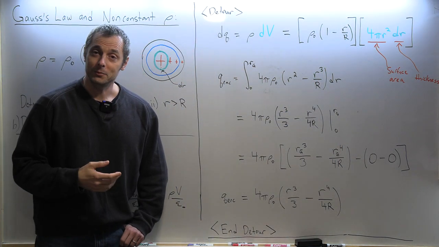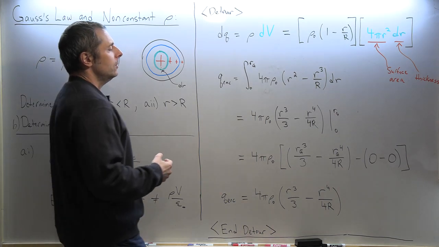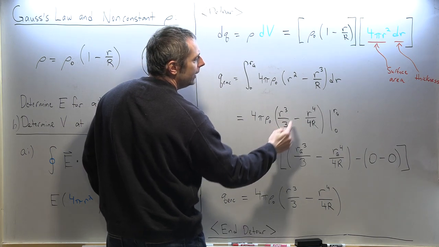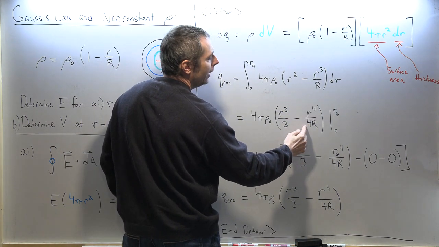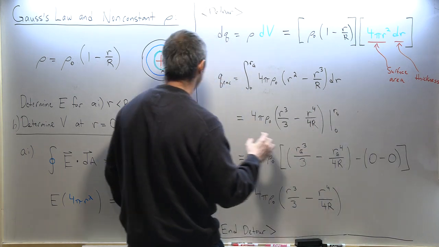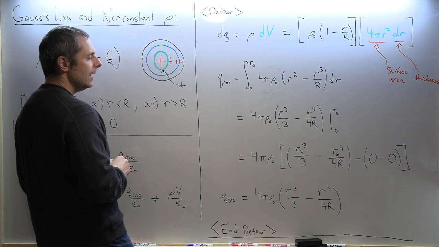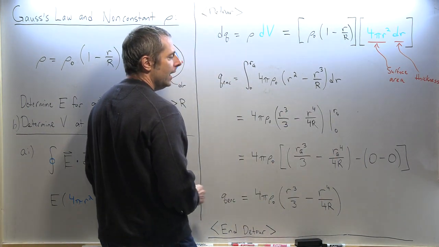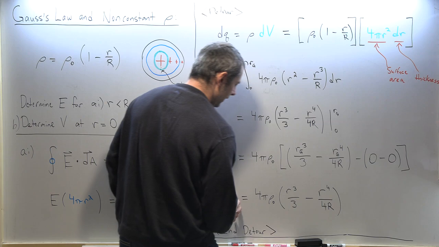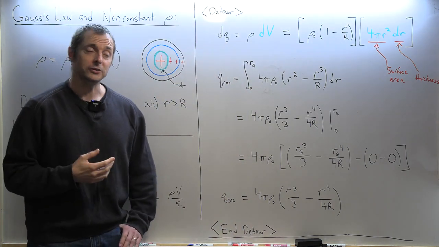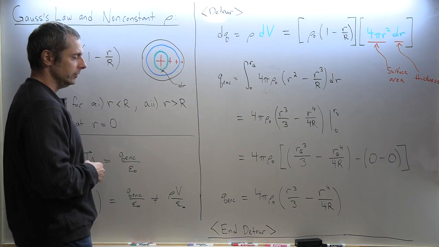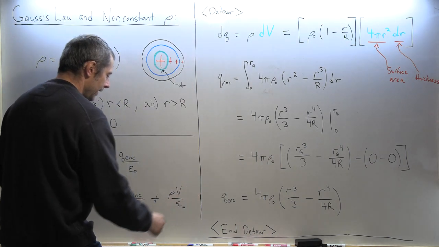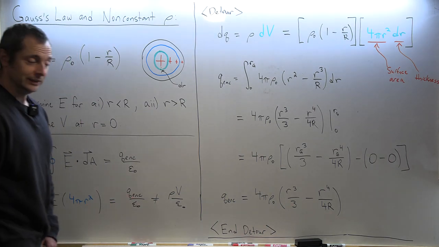So now I need to perform this integral. Add 1 to the exponent and divide. Add 1 to the exponent and divide. There's my integral from 0 to my Gaussian radius. I plug in the limits, first r Gauss, and then 0 in, and I get my final expression for the Q enclosed inside my Gaussian surface. So I can end my detour and come back to my Gauss's law calculation.